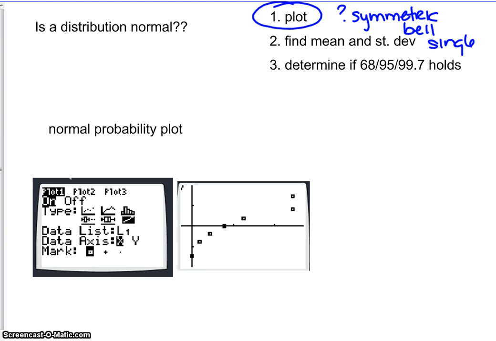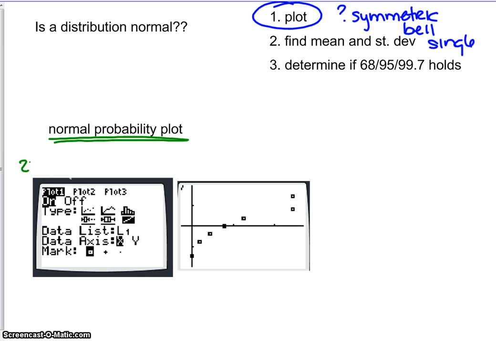If that part's true, then what I have to do is calculate my mean and standard deviation, and then set up my number line, and put those points, 1, 2, 3 standard deviations above and below, and see how many observations fall in each of those areas, and see if the 68, 95, 99.7 holds. Or what I can do with my calculator is use what's called the normal probability plot.